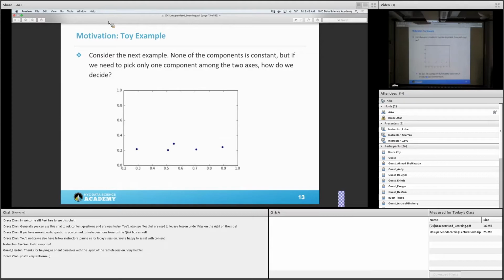But what if you have a modified data set like this? Still, again, five different data points. And now the difference is that the y-axis is not constant anymore. The different points correspond to different y-coordinates. But still, they vary slightly. They fluctuate around 0.2. But in this case, the same argument or intuition still works.